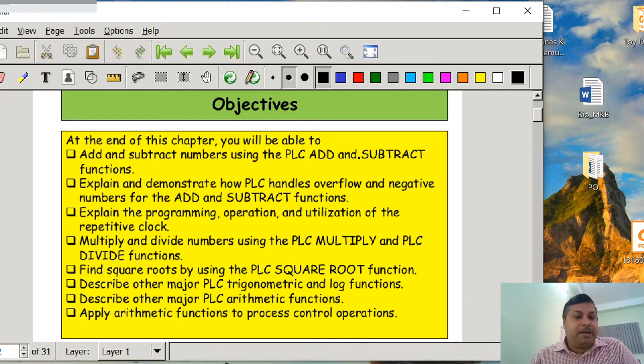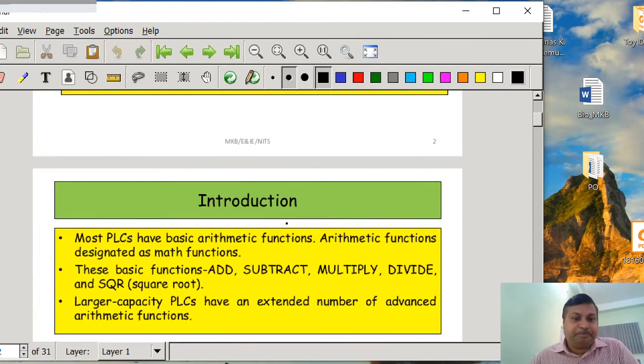Then multiply and divide numbers using PLC multiply and PLC divide functions. Find square roots by using the PLC square root function. Describe other major PLC trigonometric and log functions. Describe other major PLC arithmetic functions. Apply arithmetic functions to process control operations.